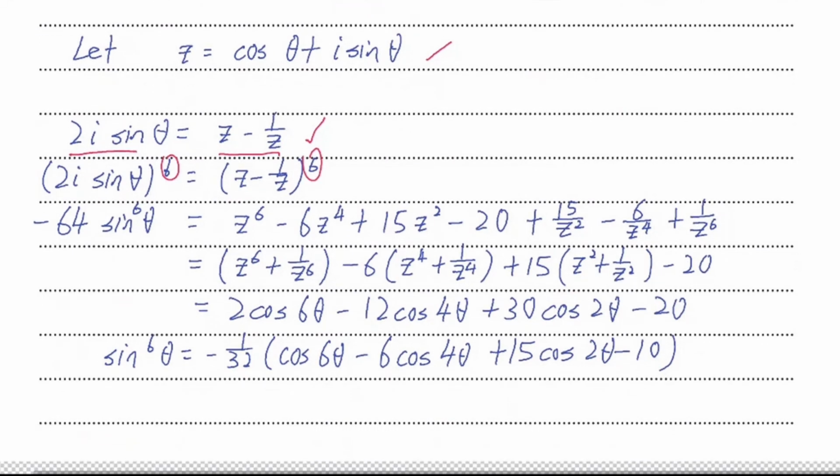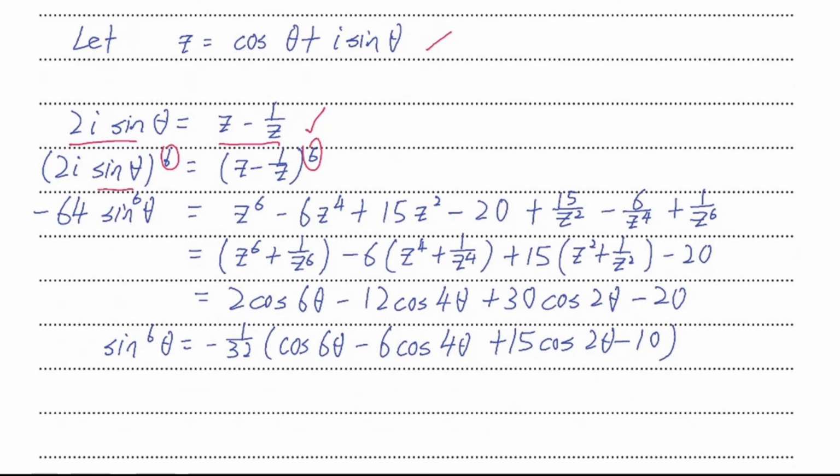So on the left hand side, we have got the sine power 6. 2 power 6 is 64. And then we have got the i power 6. So the i power 6 is actually i squared cubed, so it's a negative 1.